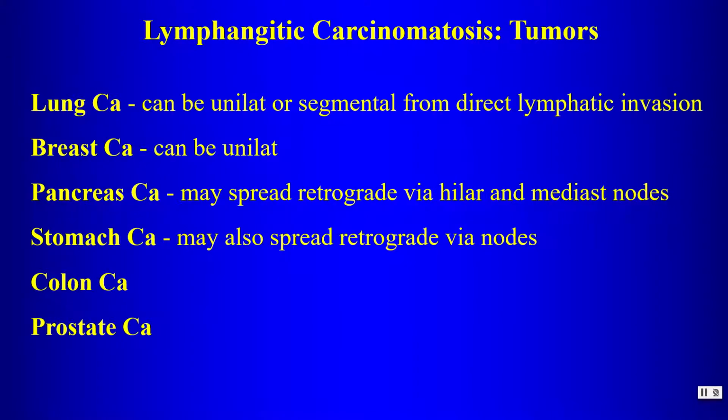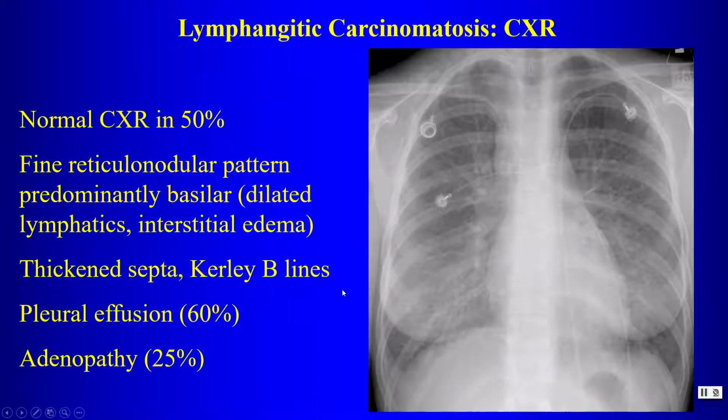We've discussed the tumors that can do this. Lung cancer and breast cancer can be unilateral. They can give you an asymmetric pattern of lymphangitic carcinomatosis. Upper abdominal tumors like pancreas and stomach cancer can also give you lymphangitic carcinomatosis, and then colon and prostate, of course, can also do that.